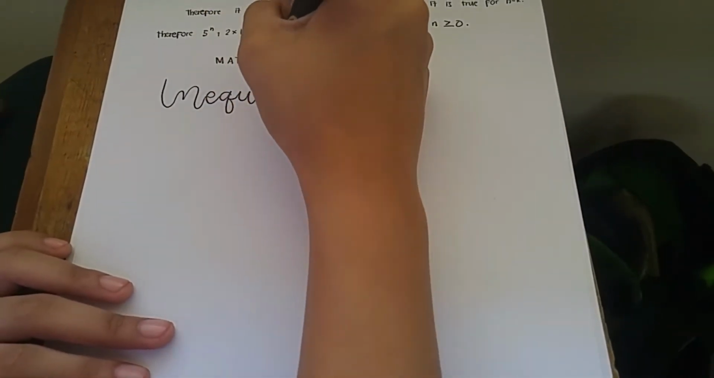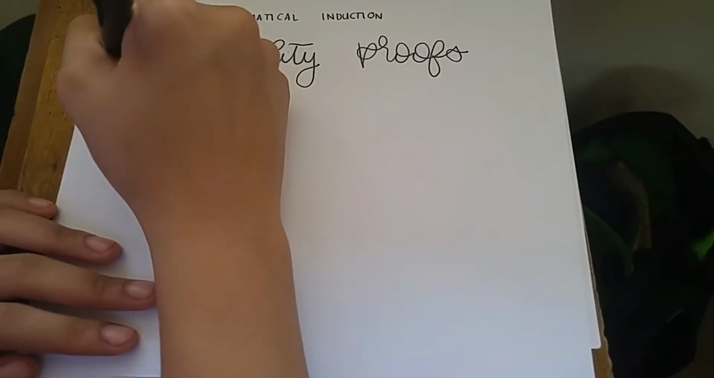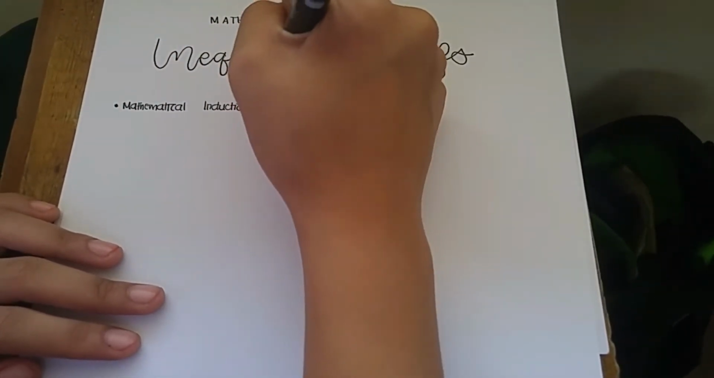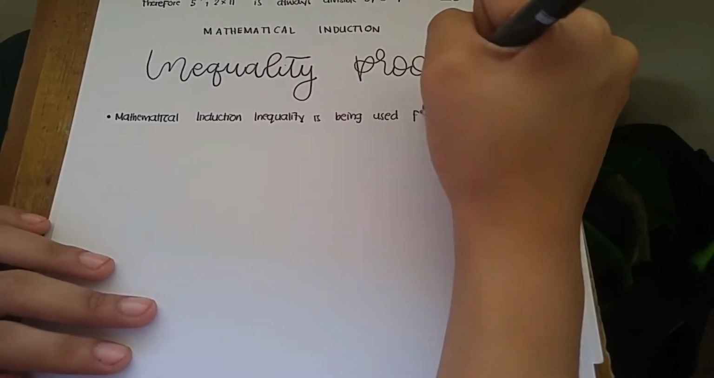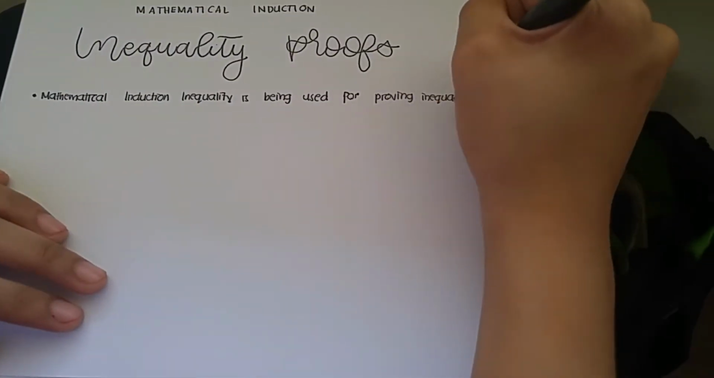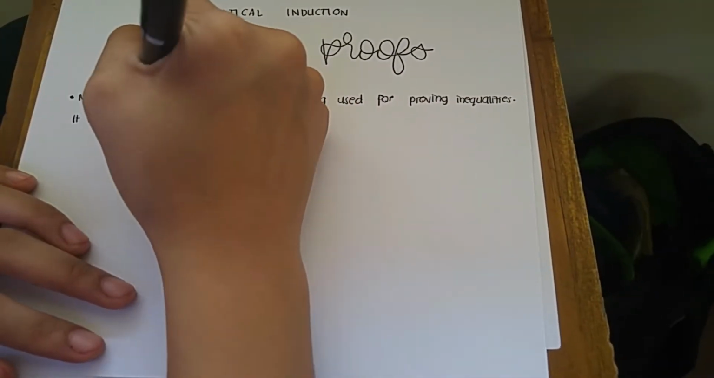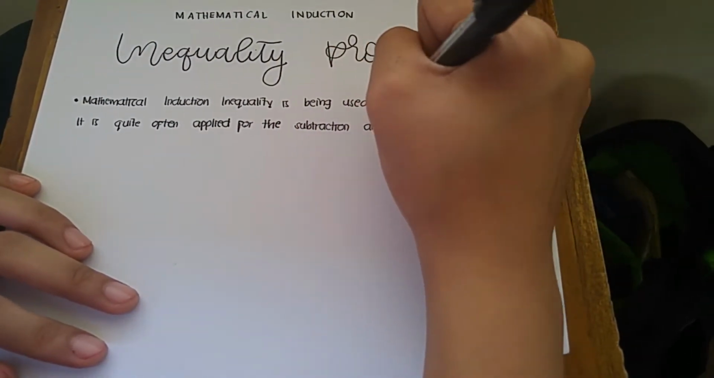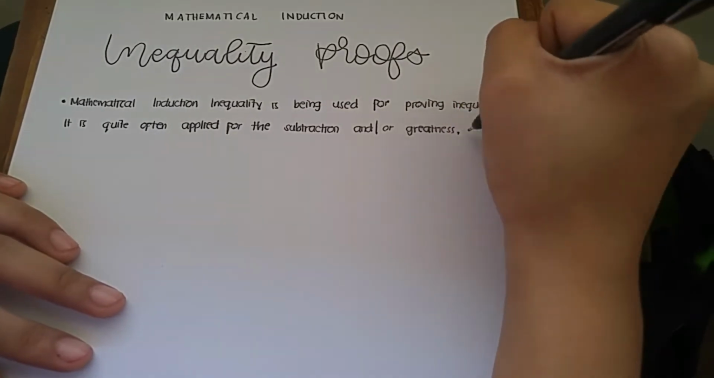Mathematical induction, inequality proofs. Mathematical induction inequality is used for proving inequalities. It is quite often applied for the subtraction, using the assumption of step 2.